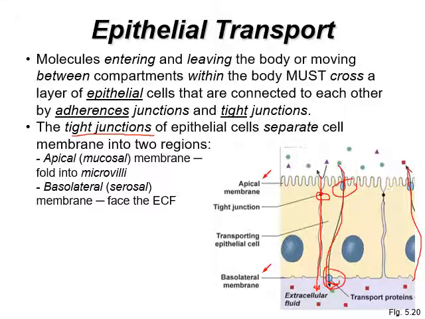Also to note on these epithelia is they have two sides. The apical side faces, in this case, the external environment, and the basolateral side faces the extracellular fluid. So if we move something from here into here, we're essentially moving it from the external environment into the body, or vice versa, we can move from the body to the external environment.